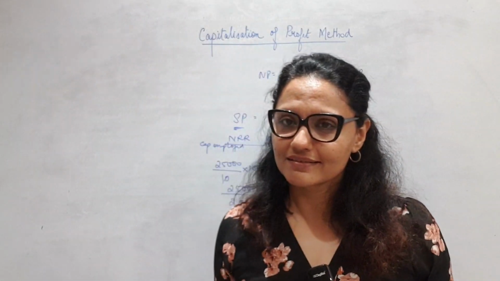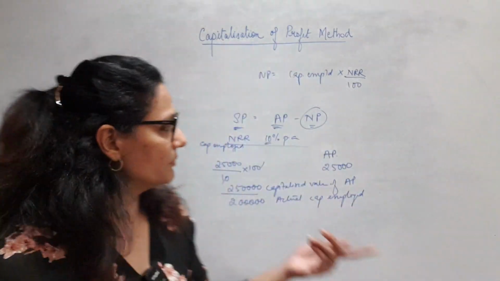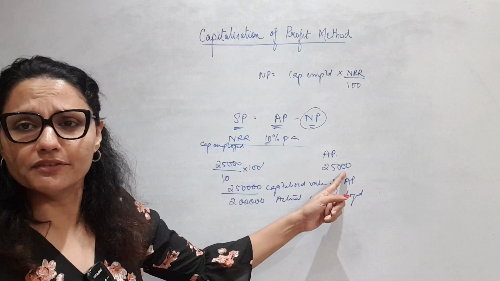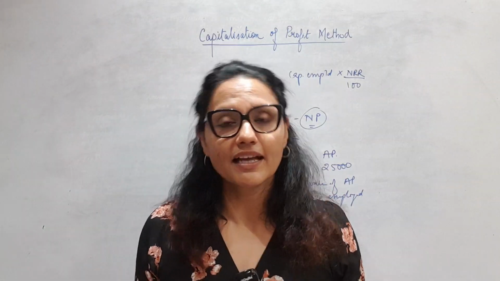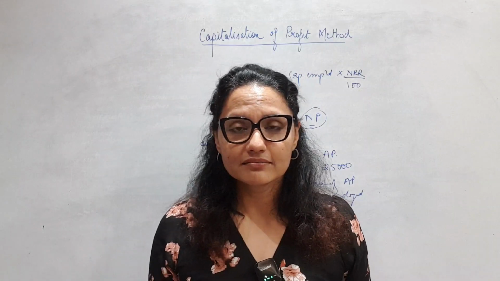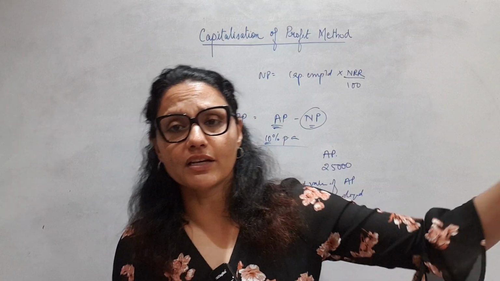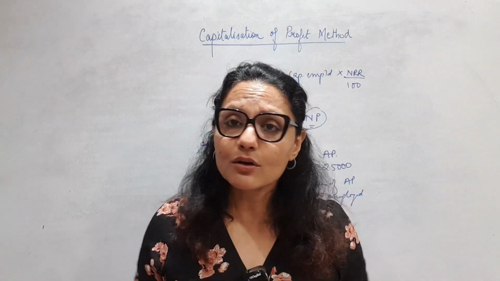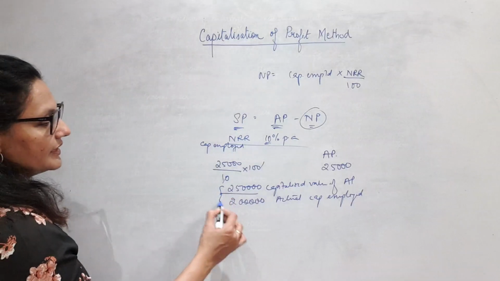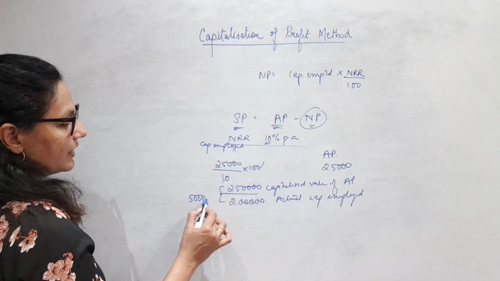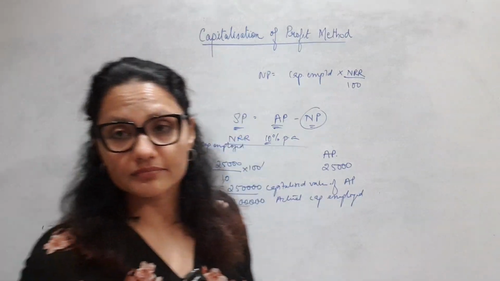Only 2 lakhs. I should have invested 2,50,000 now. Given the normal rate of return of 10%, to get 25,000 as profit I should have invested 2,50,000. Have I invested 2,50,000? No. I have invested just 2 lakhs and I am getting 25,000 as profit. How is that possible? I have invested 50,000 less than the required, expected capital.